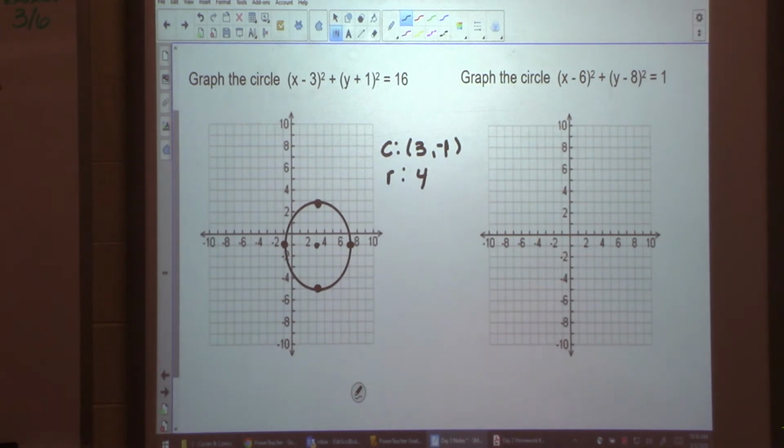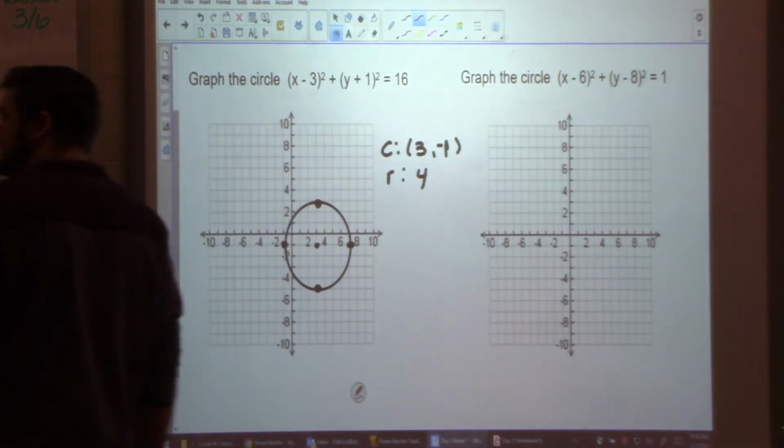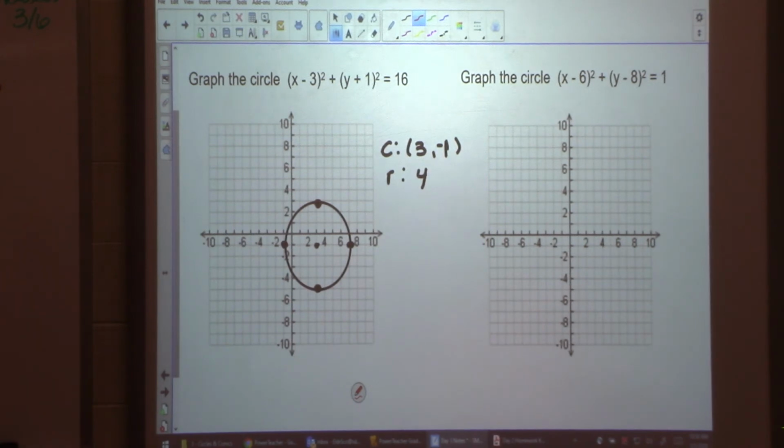Okay. So go ahead and try the second one if you have not already, please. Find your center, find your radius, and draw it in.